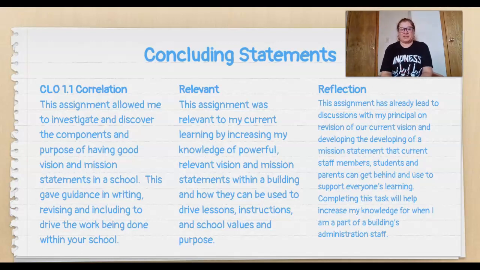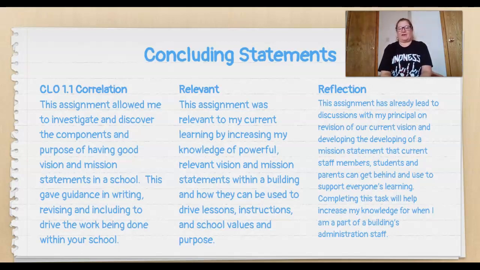As far as my reflection goes, I've already discussed with the principal that maybe we need to revise this vision statement. We need to create a mission statement. So those are some tasks that he and I are going to sit down and think about how we can go about doing them. And now that we have a student lighthouse team, a parent lighthouse team, a teacher lighthouse team, all those things, I think it's important that we get all those people together to work on it.